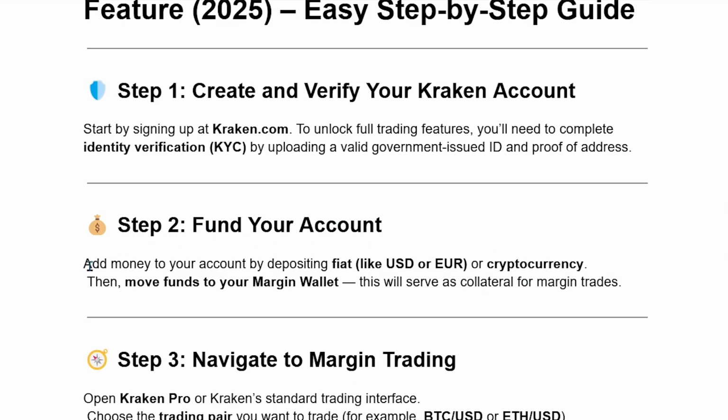Step 2. Fund your account. Add money to your account by depositing fiat like USD or Euros or cryptocurrency. Then move funds to your margin wallet. This will serve as collateral for margin trades.